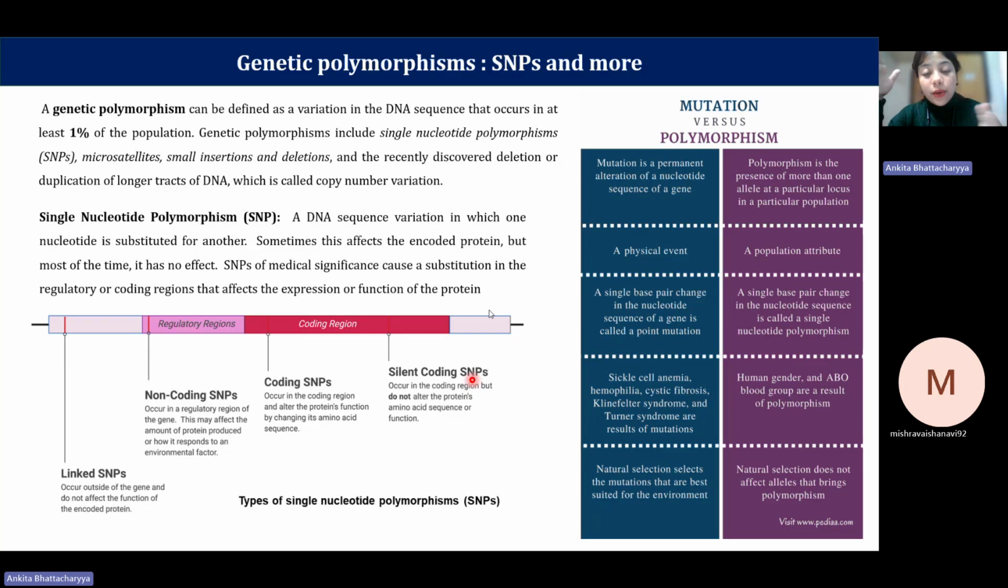On the other hand, when we talk about polymorphism, it simply shows you variety within a population. The key example is ABO blood grouping. So that is a result of polymorphism which persists because it's not leading to a disease condition, but it is leading to more variety.